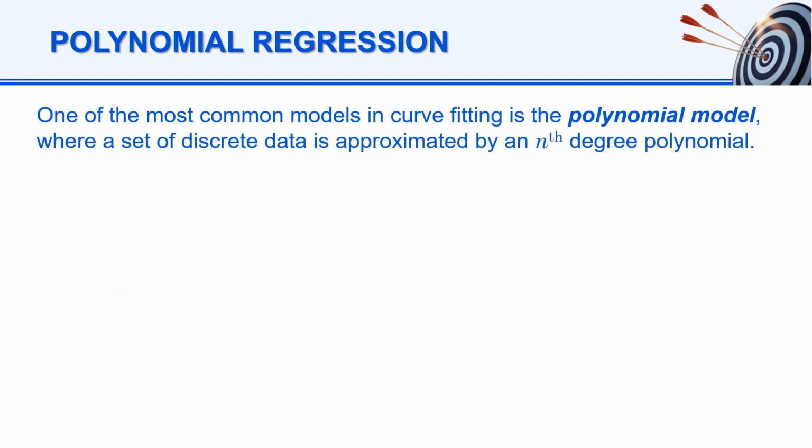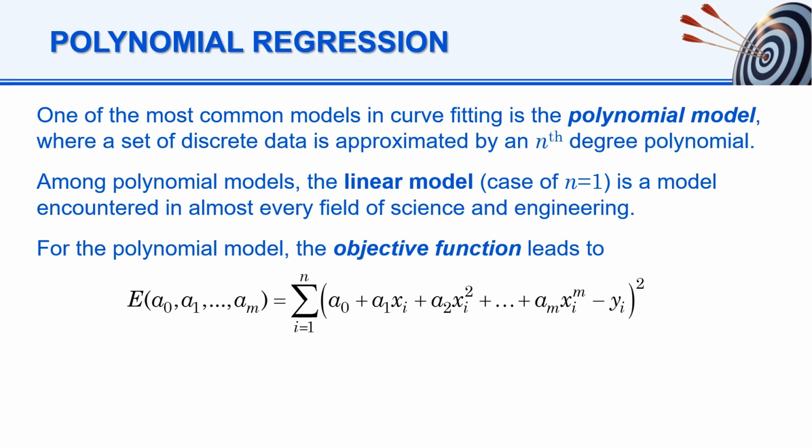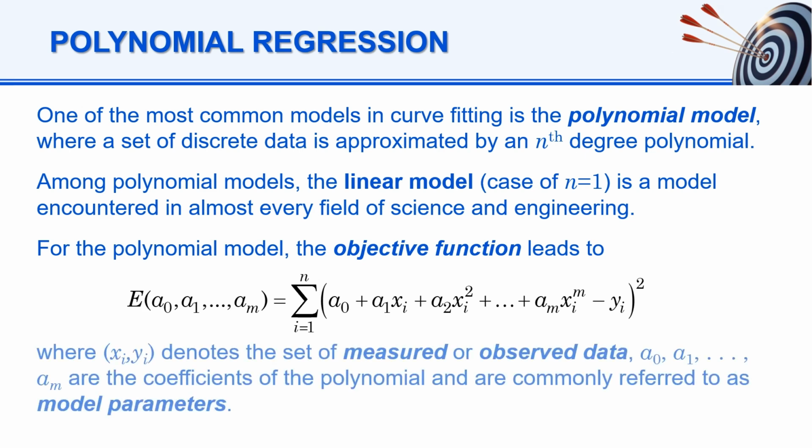One of the most common models in curve fitting is the polynomial model, where a set of discrete data is approximated by an nth-degree polynomial. Among polynomial models, the linear model, the case of n equals 1, is a model encountered in almost every field of science and engineering. For the polynomial model, the objective function leads to the following equation, where xi denotes the set of measured or observed data.